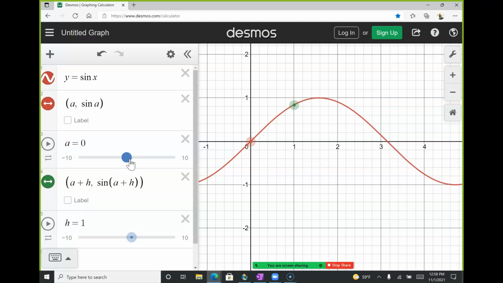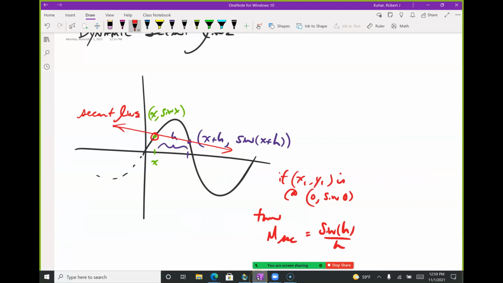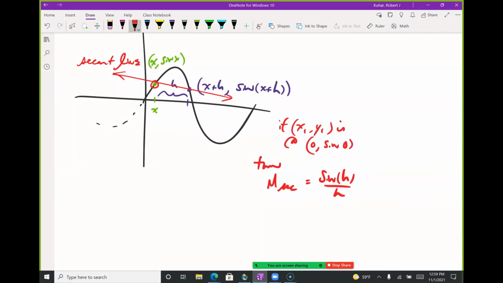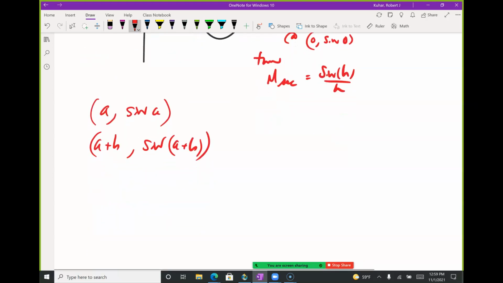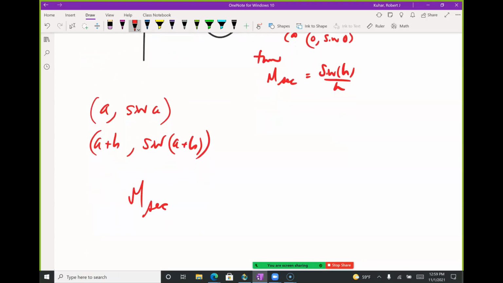Now I know this equation of the secant line. Anybody help me? What's the equation of the secant line? So I have the points a comma sine of a and a plus h, sine of a plus h. So I need a slope. What is that?